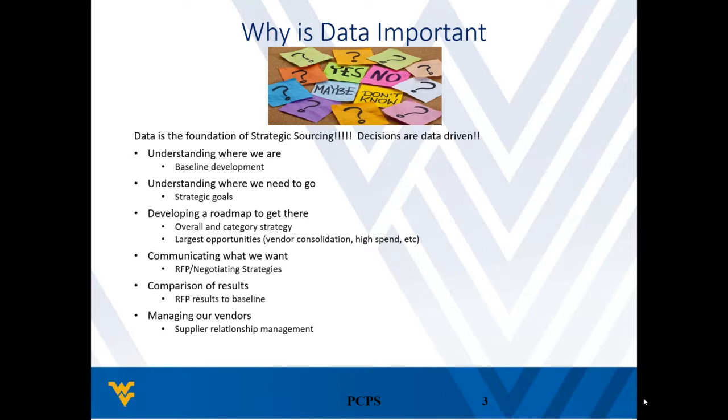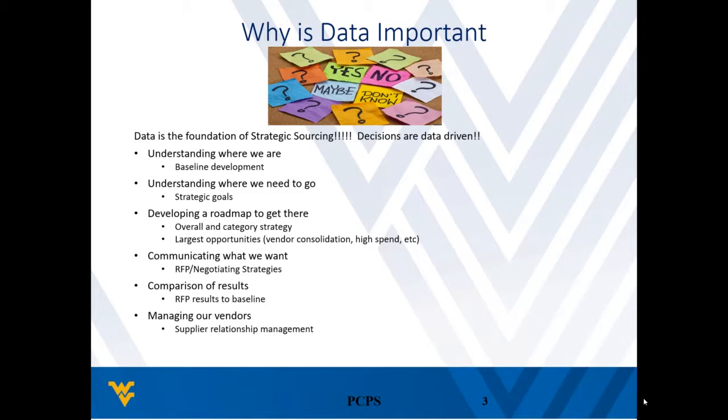Most of the steps in our strategic sourcing process, so you can understand where data impacts each of those, right? So first, we need to understand where we are, right? I can't save you money unless I know what we spend today. Otherwise, it's what they call a spot buy. It's not strategic sourcing.